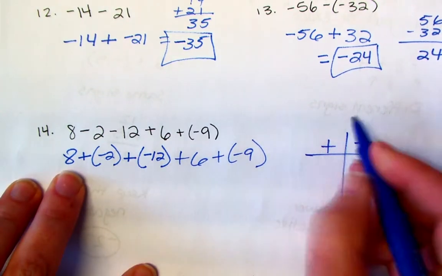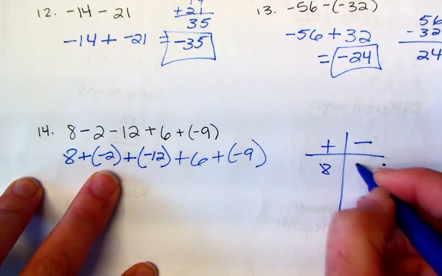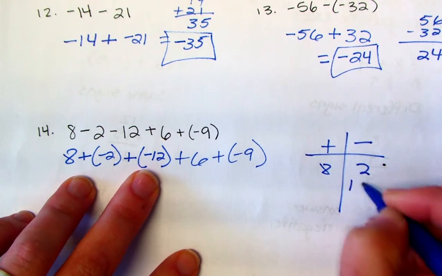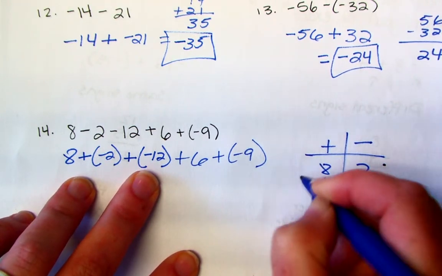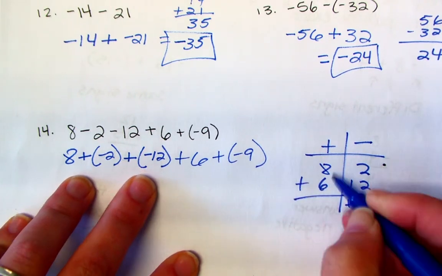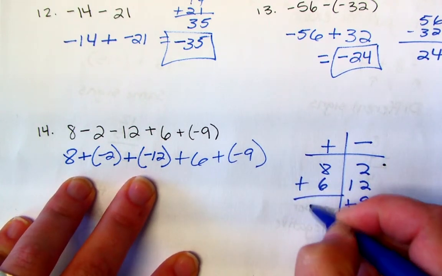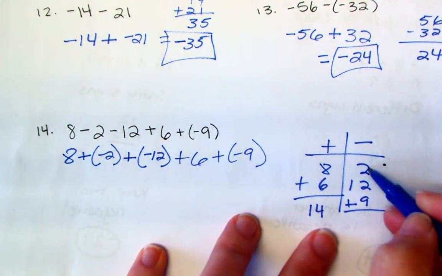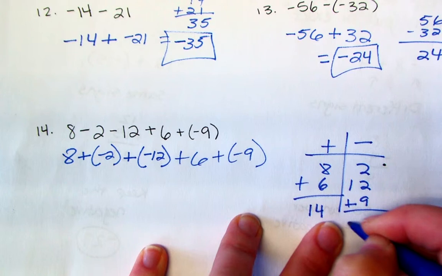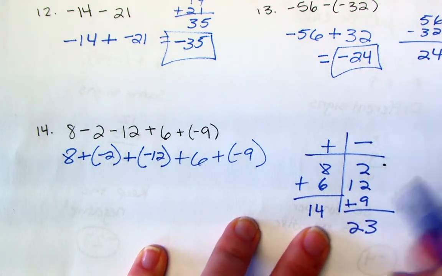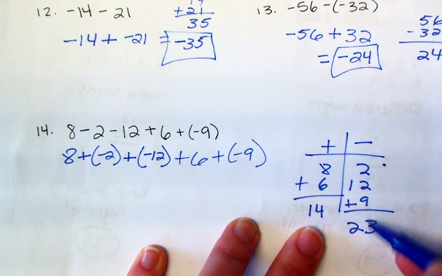So the positive team gets 8, negative team gets 2, they get another 12, 6, and 9. And I have to add these up. 8 plus 6 is 14. And then if I say 14 plus 9, that's going to be 23. And then now I can see that the negative team won the game.